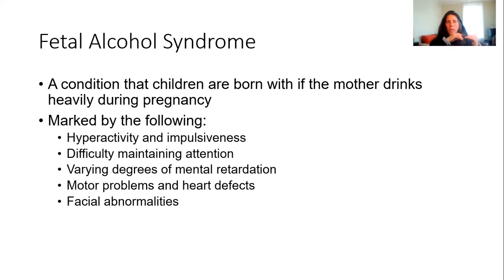And this is going to be the case whether or not it's alcohol ingestion, or if it's stress or something else. So the effects of the mother drinking heavily during pregnancy is hyperactivity and impulsiveness, difficulty maintaining attention, varying degrees of mental retardation, motor problems and heart defects, and facial abnormalities.